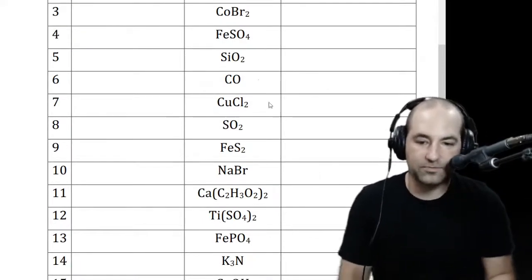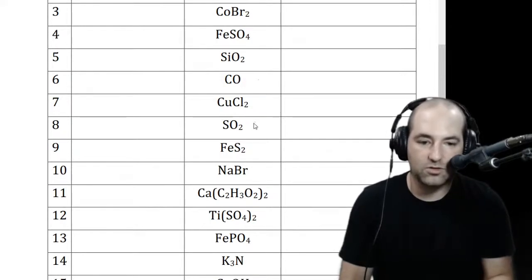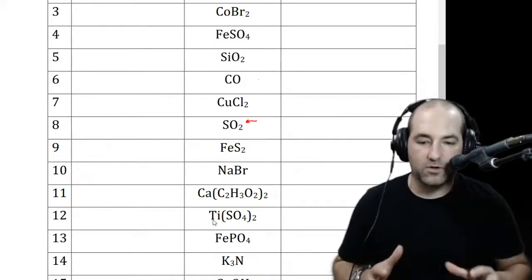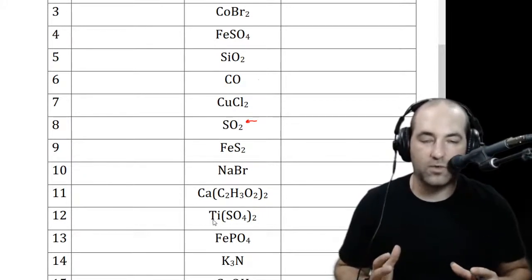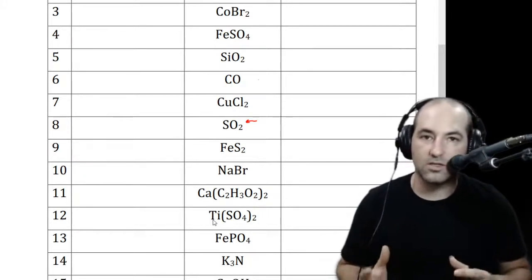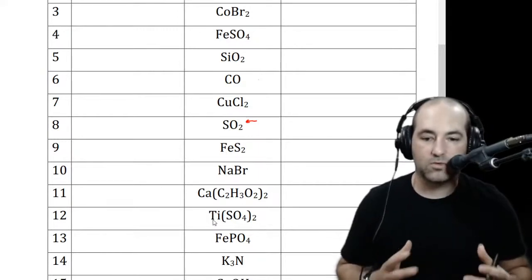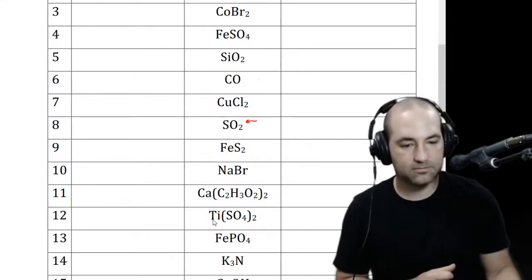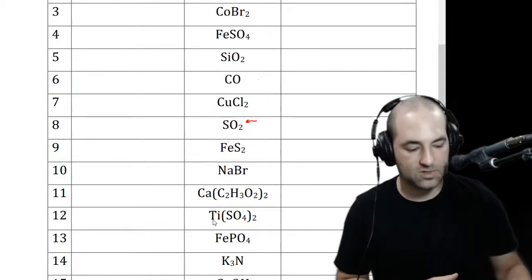So let's try one. Let's try this one right here, SO2. So we're going to go through our flow chart, and our first decision is always, is it ionic or is it covalent? So what is it in this case? Is it ionic or covalent?